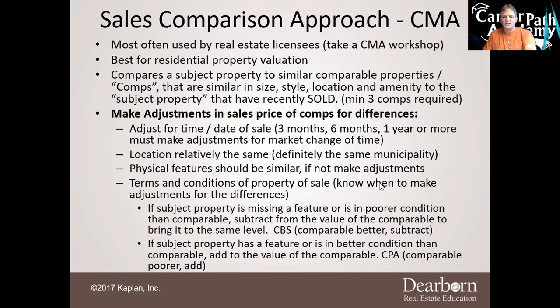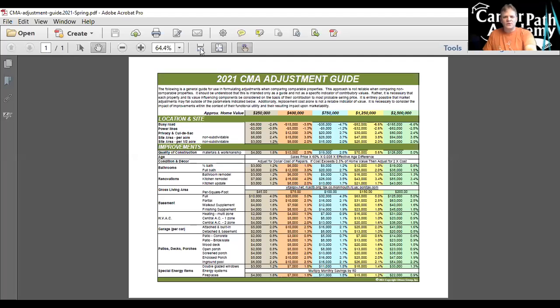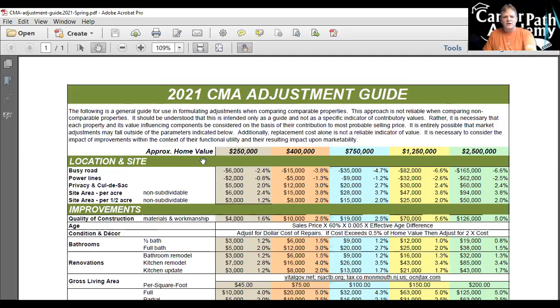Let me see if I got the right adjustment guide here. They gave us a lot of supplemental guides for reference. Let me make sure I'm pulling up the right one here. Okay, here's one of the guides that they gave us. I'll give you guys just a little teaser because I want you to take these courses. It's actually a good class.